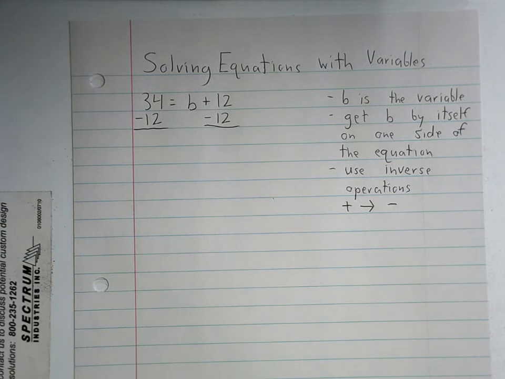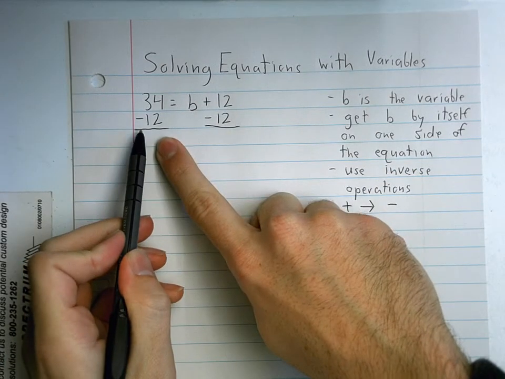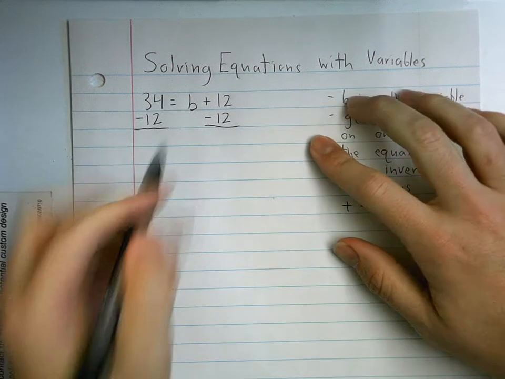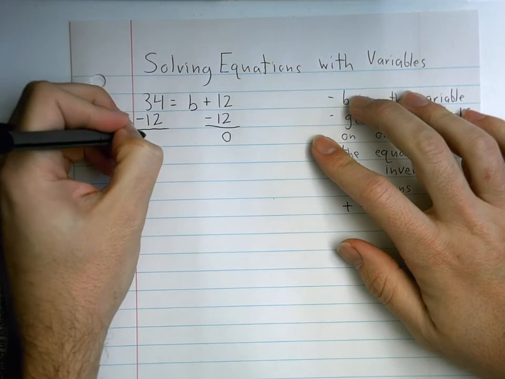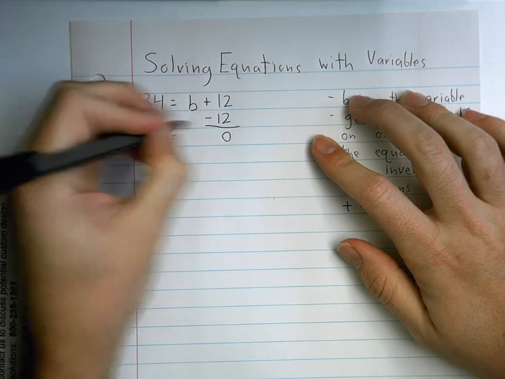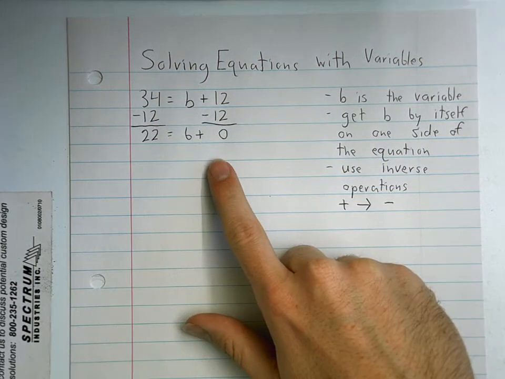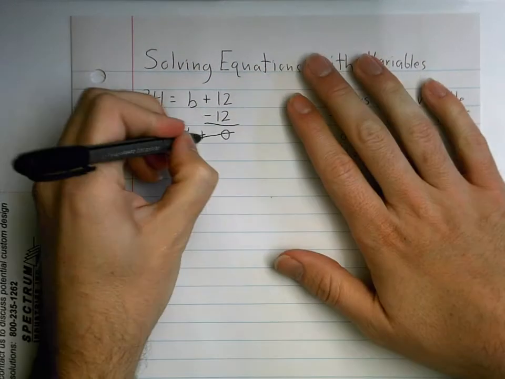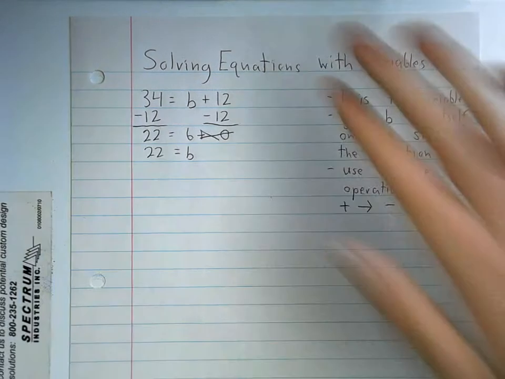Remember when we had the scale that's balanced? Whatever I do on one side, I have to do on the other side too. If I take away 12 from this side, I have to take away 12 from the other side. So 12 take away 12 is 0. 34 take away 12 is 22. 22 equals b plus 0. And do we need this plus 0 over here? No. So b equals 22. Okay?